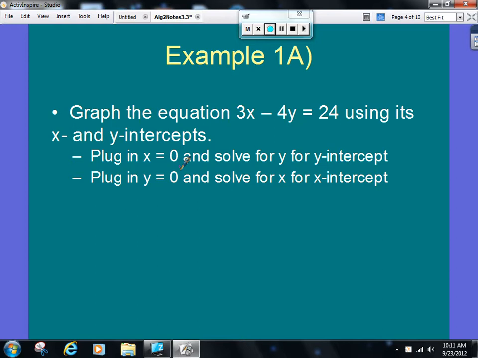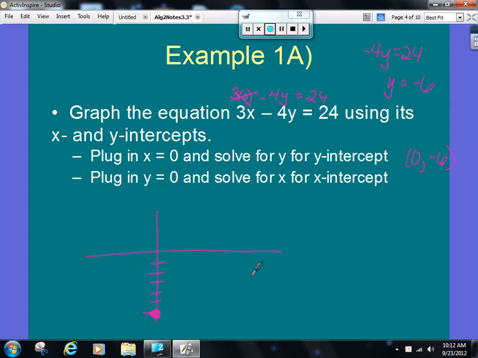When I'm looking for my y-intercept, I plug in 0 here for x. The reason it's so easy to solve, and you should see it right away, is, oh look, how nice, this all drops out. So I have negative 4y equals 24. Y equals negative 6. Remember, x was 0, so my y-intercept is (0, negative 6). Well, I can graph that: over 0, down 6. 1, 2, 3, 4, 5, 6.